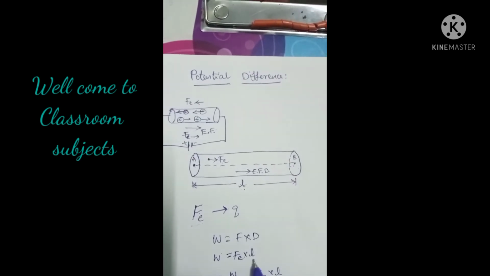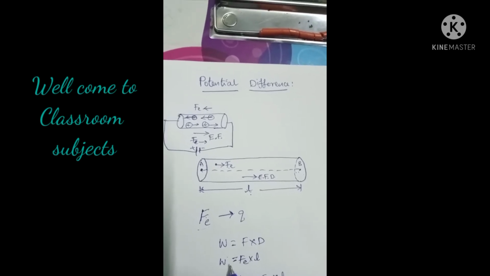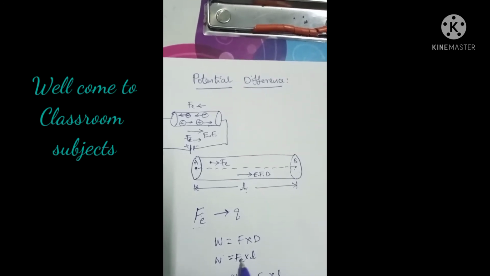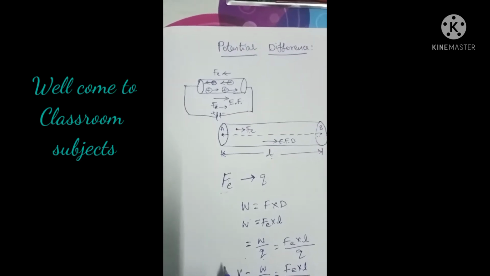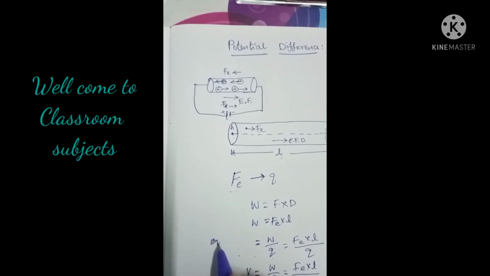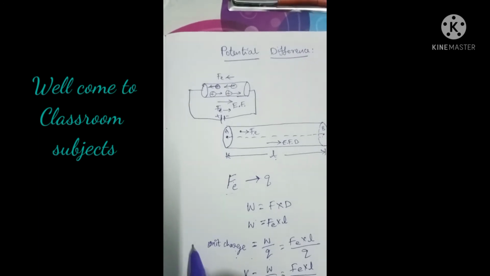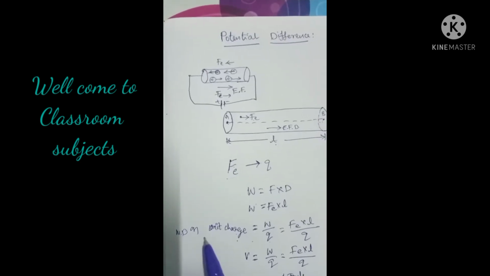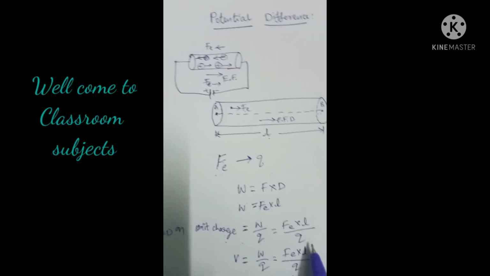So work done on a free charge due to electric force is W equals Fe into L. Work done on a unit positive charge, work done on unit charge, is W by Q. W is nothing but Fe into L, and Q.